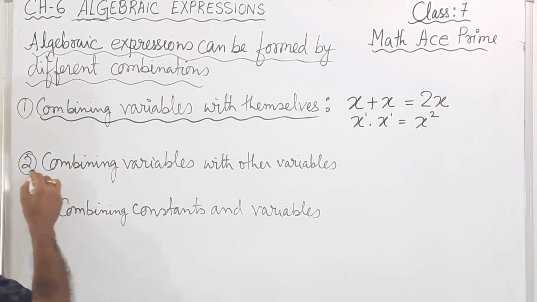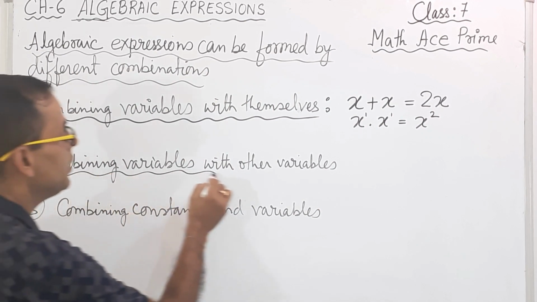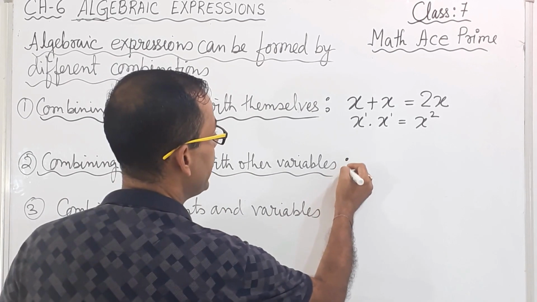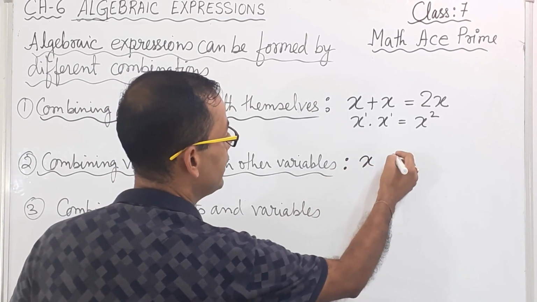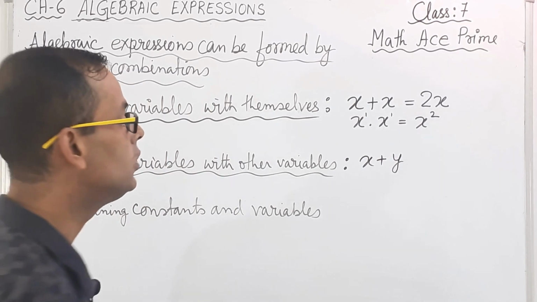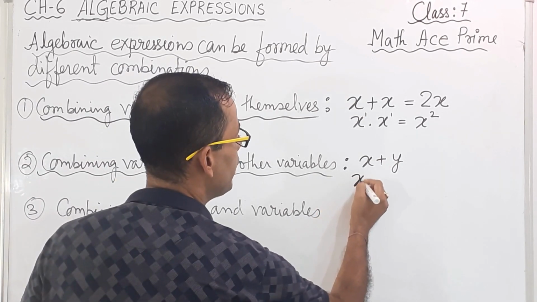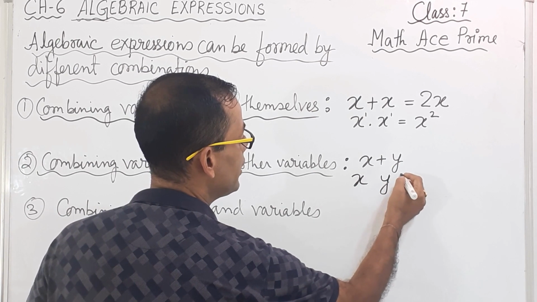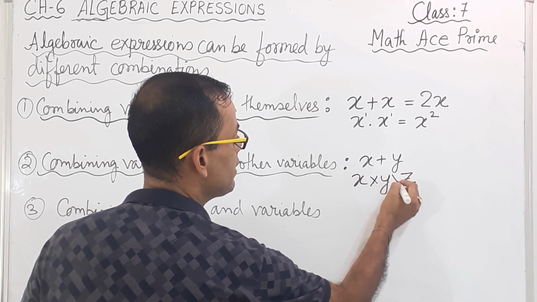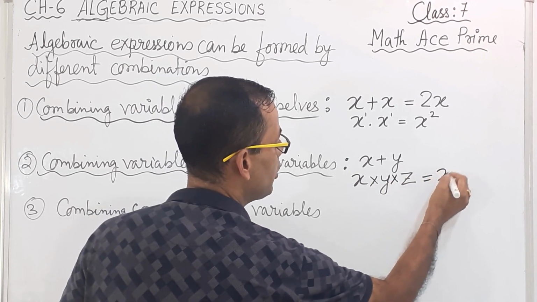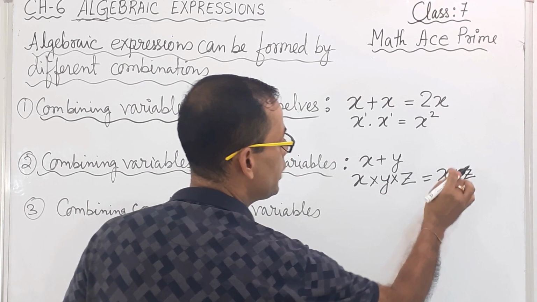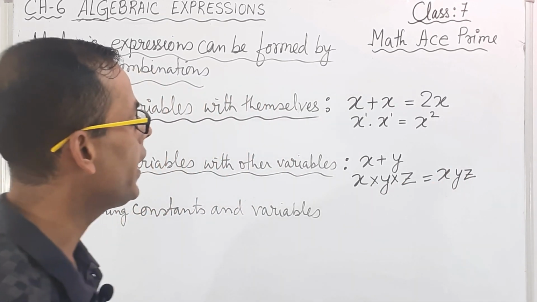Then the next one is combining variables with other variables. Other variables means if you take one variable x and another variable y, and you combine x plus y, you cannot do anything. Now if you have one variable x, another y, another z, and you want to multiply, you cannot simplify it, so you will write xyz. You can put a dot, or if you don't want to put a dot also, xyz.